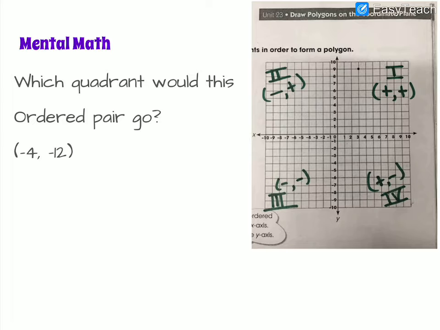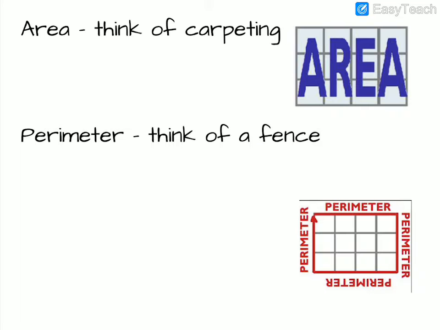All right, how about this one? -4, -12. Write which quadrant that one would go in. All right, if you said that -4, -12 would go into quadrant 3, you would be correct. All right, so now we are going to need our math notebooks. So go ahead and pause the video, clean off your whiteboard, and open up your notebook to a new page.